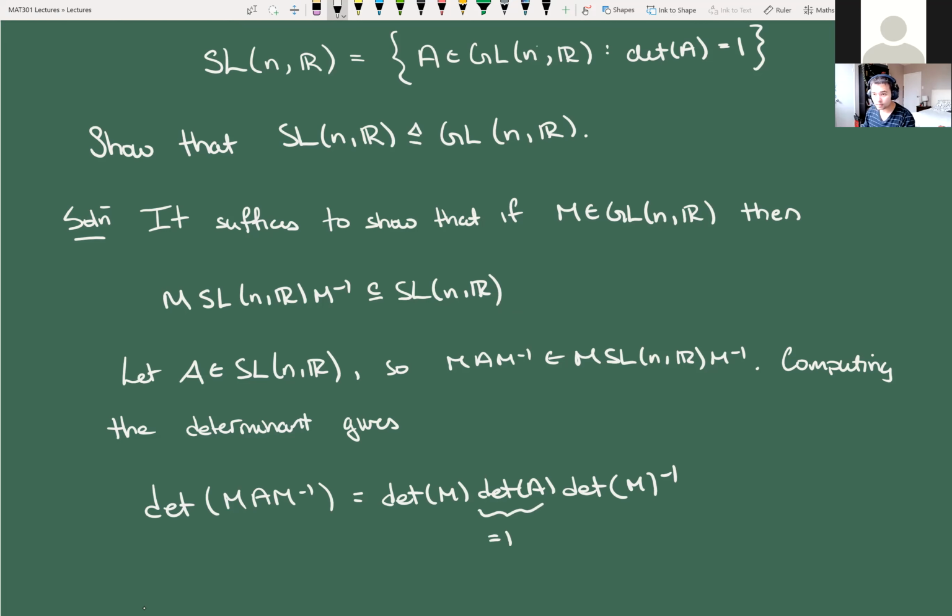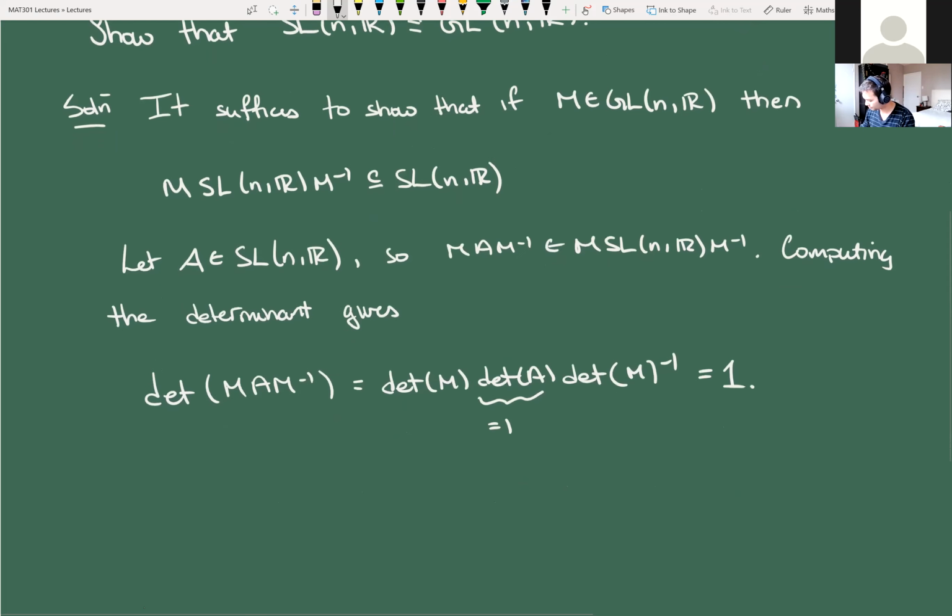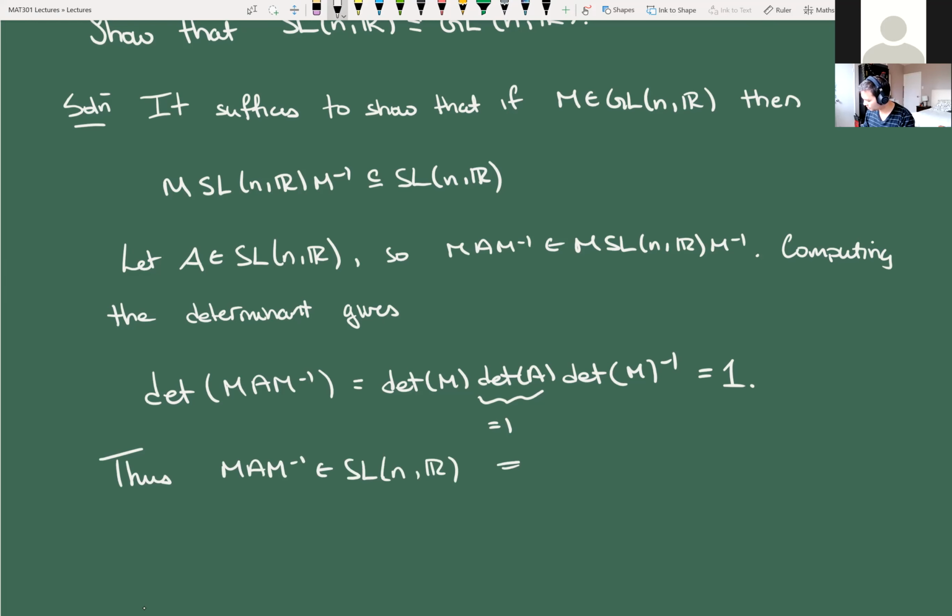And then determinant of M times determinant of M inverse is obviously also equal to 1. So this whole thing is equal to 1. And we're done, right? So thus M A M inverse is in SL_n(R), which implies that M SL_n(R), damn it, I keep putting that subscript. If I accidentally do that, you know what I mean, I hope.